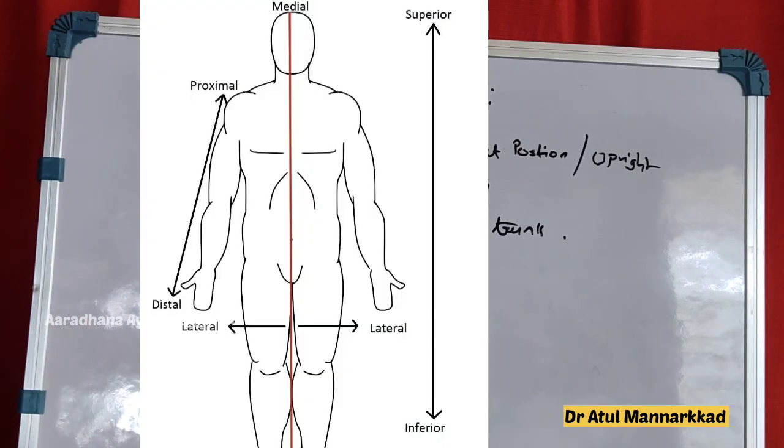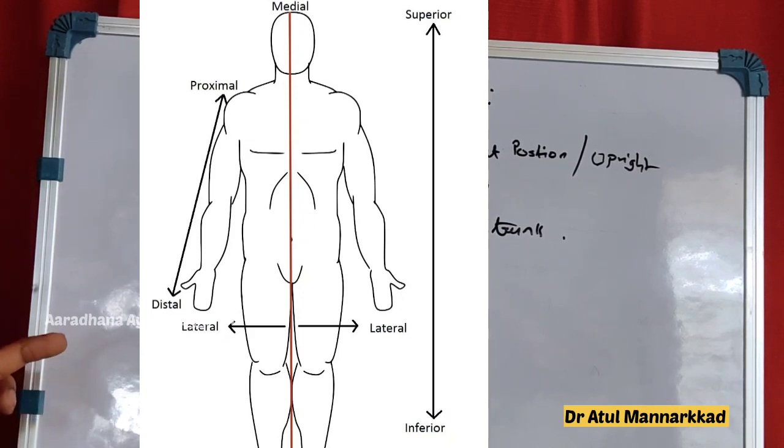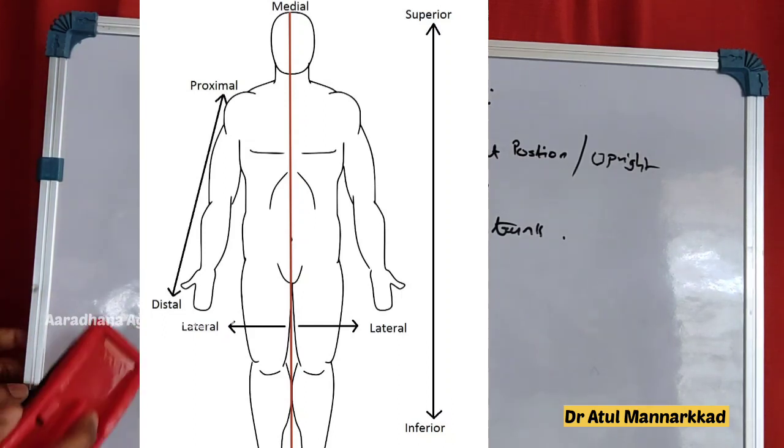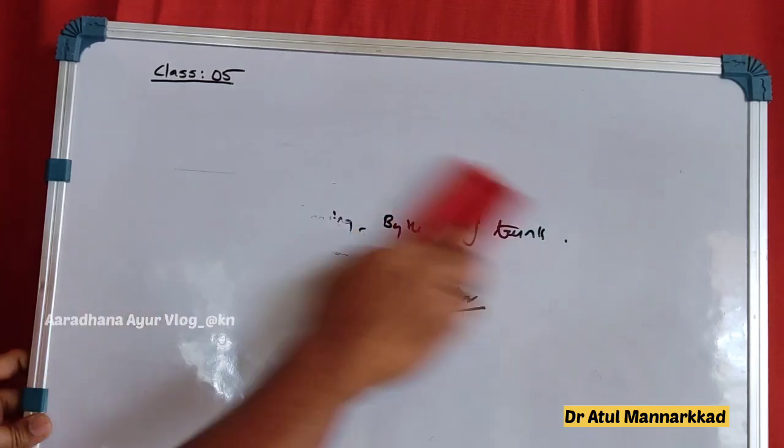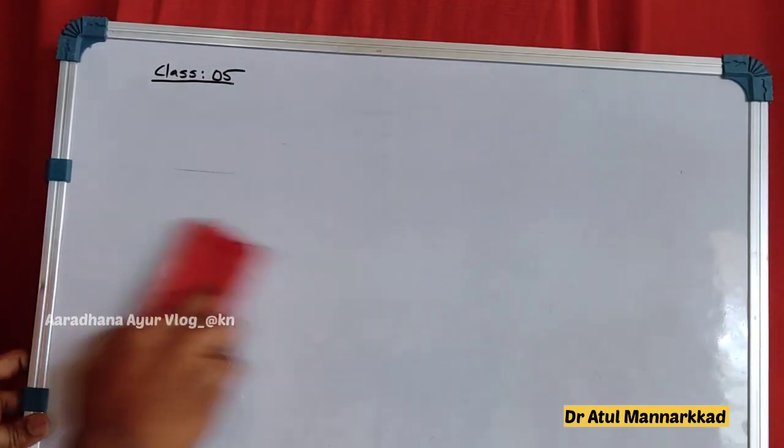You can see in the picture also, it is very clear. The hands are hanging by the side of the trunk with the feet, palms and also the toes facing anteriorly. Okay. So that was the anatomical position.